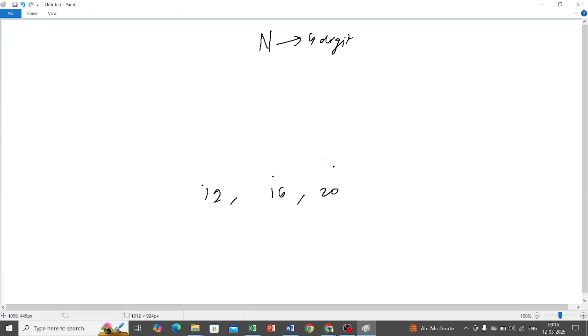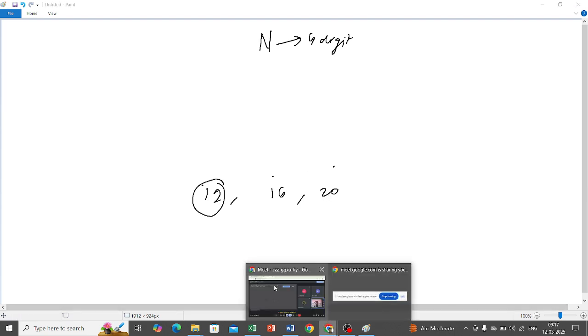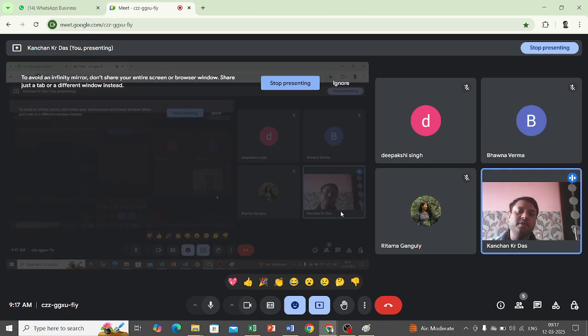How to find that? You have to consider the largest 4-digit number, then divide it by 12, see if it is divisible or not. Then divide it by 16, see if it is divisible or not. Divide it by 20, like this. So it will become a very long process. So what do I have to do? I have to find out the leader of these numbers. Who is the leader? Leader is the neta. And who is the neta? Neta is the LCM.